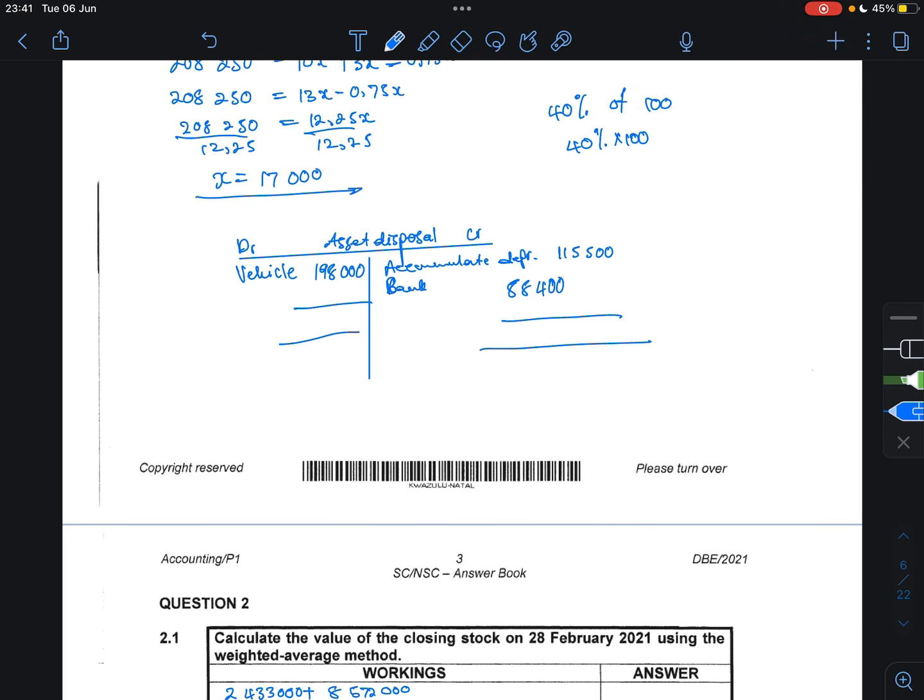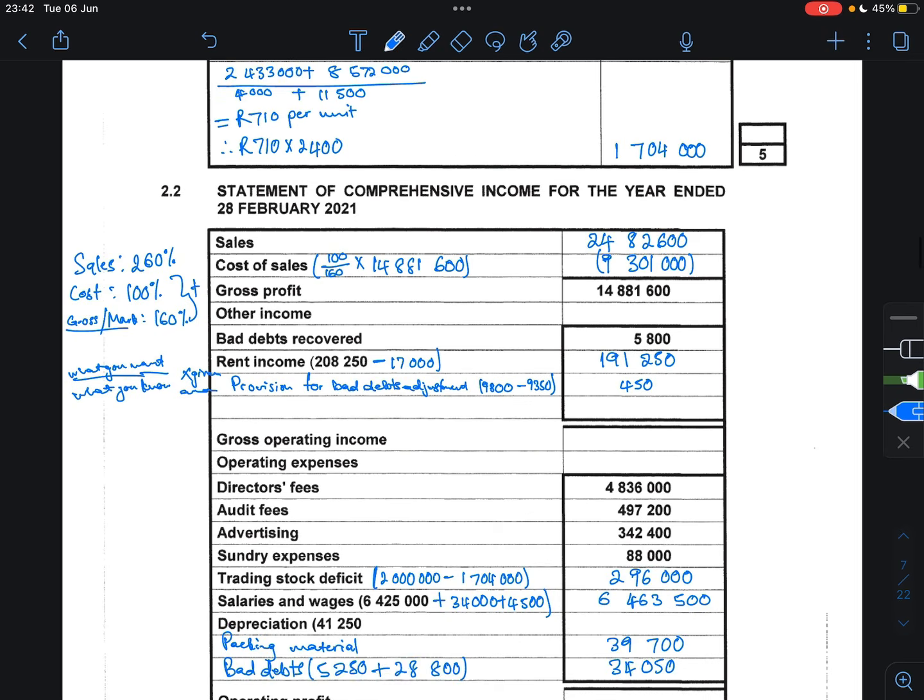It's 115,500 plus 88,400, which is 203,900. And then here you have your profit or loss. Okay, sorry about that. It's supposed to be profit on sale of vehicle. So you will get that: 203,900 minus 198,100, getting the profit on sale of vehicle to be 5,800. So the profit goes into our income, and this completes our other operating income.